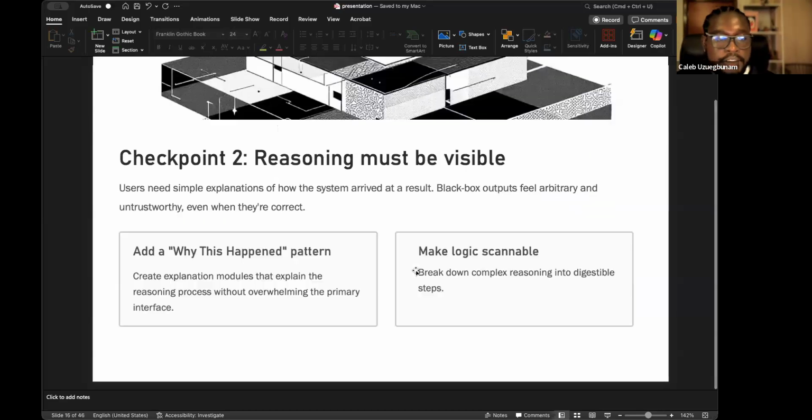Okay. Checkpoint 2, reasoning must be feasible. So if you've used ChatGPT or Perplexity or Claude, as of last year, I think this is when the reasoning drawer came out, just after DeepSeek did its thing. You would have, right now, when on reasoning mode, depending on what AI tool you're using, for ChatGPT, I think it's GPT-5 Thinking.